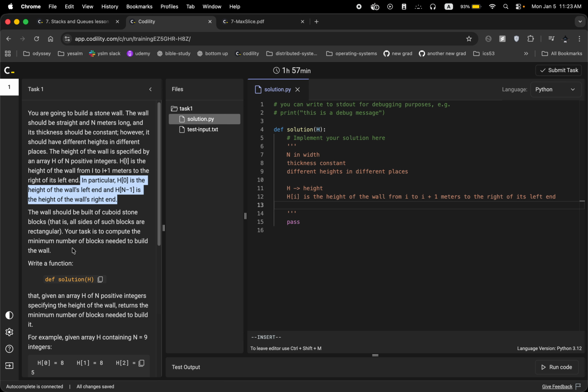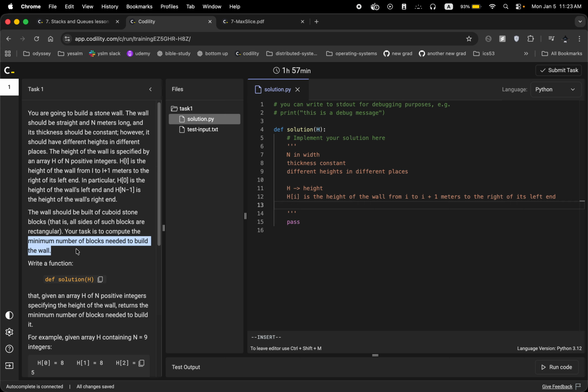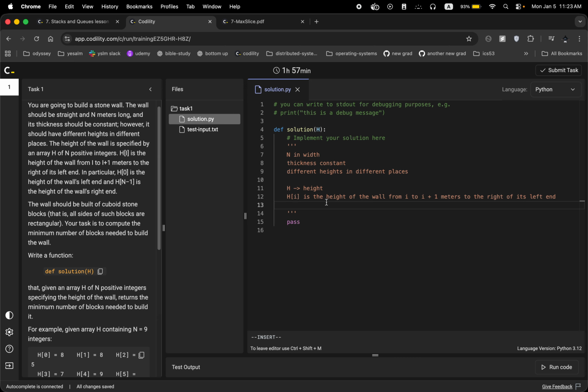The wall should be built of cuboid stone blocks. That is, all sides of such blocks are rectangular. Your task is to compute the minimum number of blocks needed to build the wall. Okay, so one sentence summary: compute the minimum number of blocks needed to build the wall specified by H.